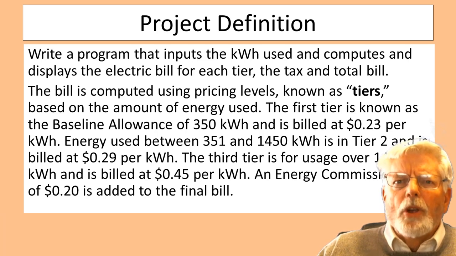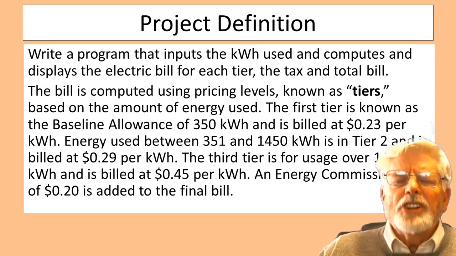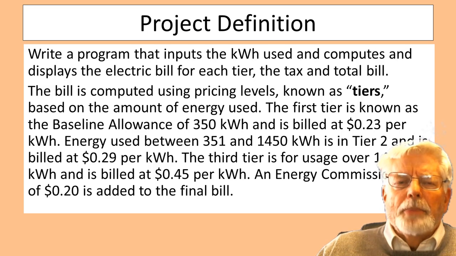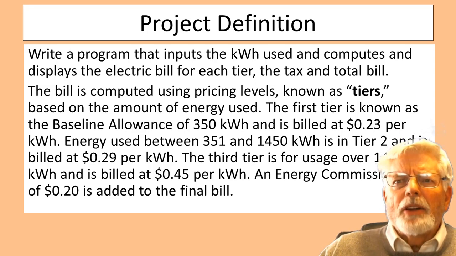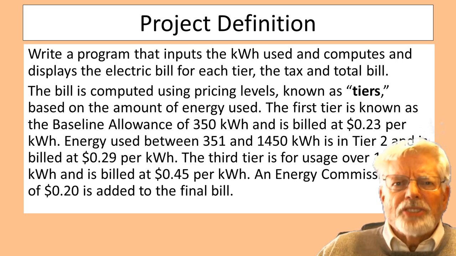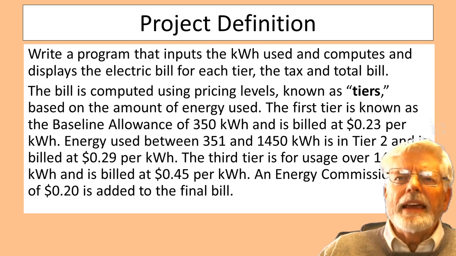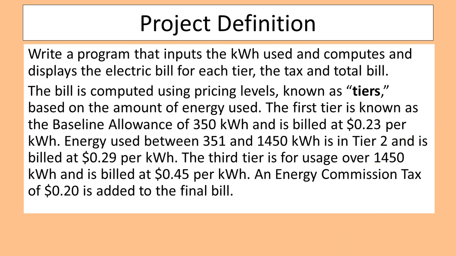Here is the project definition. Write a program that inputs the kilowatt hours used and computes and displays the electric bill for each tier, the tax, and total bill. The bill is computed using pricing levels known as tiers based on the amount of energy used. The first tier is known as the baseline allowance of 350 kilowatt hours and is billed at 23 cents per kilowatt hour. Energy used between 351 and 1,450 kilowatt hours is in Tier 2 and is billed at 29 cents per kilowatt hour. The third tier is for usage over 1,450 kilowatt hours and is billed at 45 cents per kilowatt hour. An Energy Commission tax of 20 cents is added to the final bill.